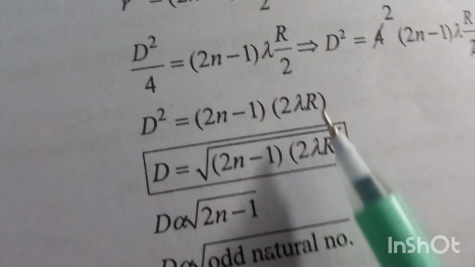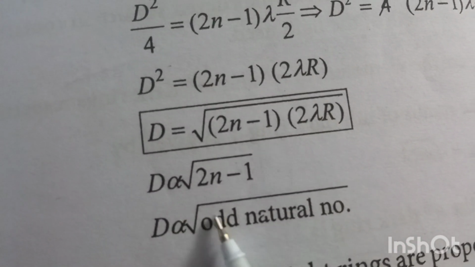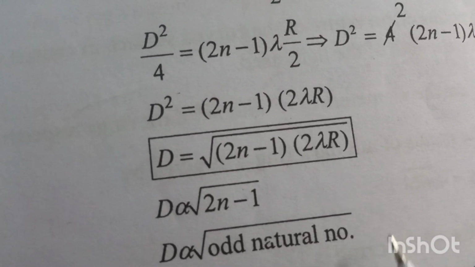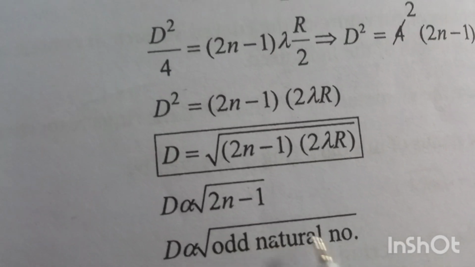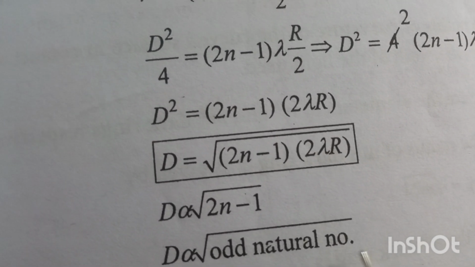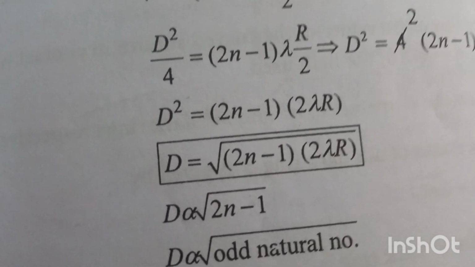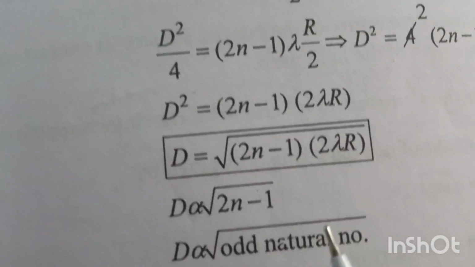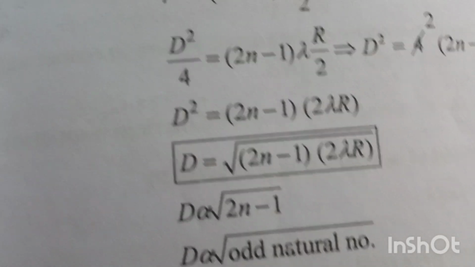So that's why here we can write d is proportional to the square root of odd natural numbers. The meaning of this is that the diameters of the bright rings are directly proportional to the square root of odd natural numbers. So this is the condition for the bright rings.